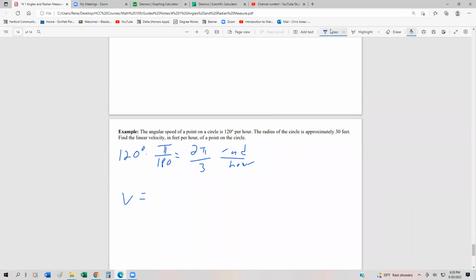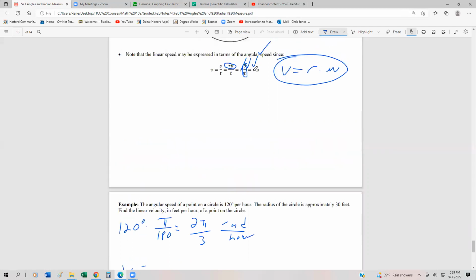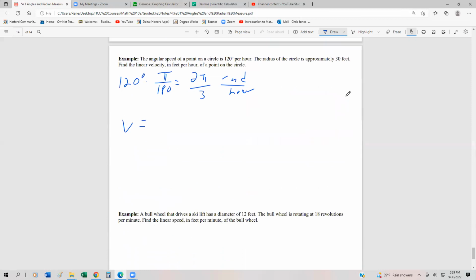So remember, we said that v is going to be equal to r times theta over t. And we know that the radius is 30 feet. And then we know that this is going to be 2 pi over 3 for every 1 hour. Right? And so that's going to give us our answer in feet per hour.